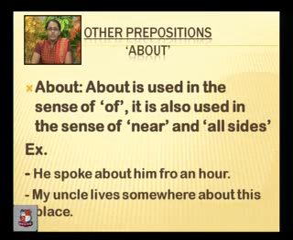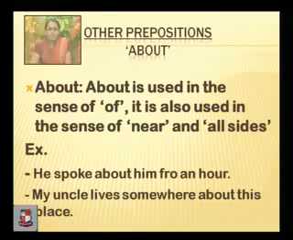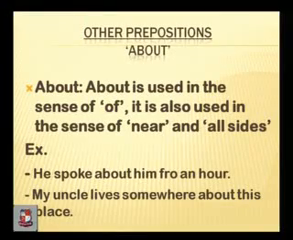Other prepositions like about. About is used in the sense of off. It is also used in the sense of near, all and all sides. For instance, he spoke about him for an hour. My uncle lives somewhere about this place. So about is near or all side.